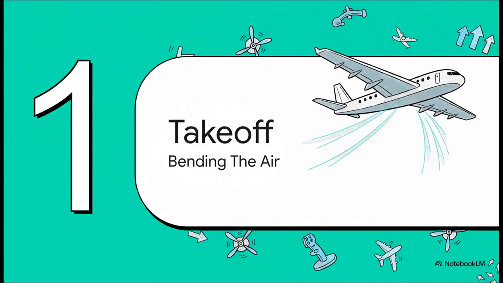All right, Section 1, takeoff. To get a massive multi-ton aircraft off the ground from a dead stop, you can't just rely on the basic wing shape. Pilots actually need to bend the air itself, and that's where those secondary controls are absolutely essential.